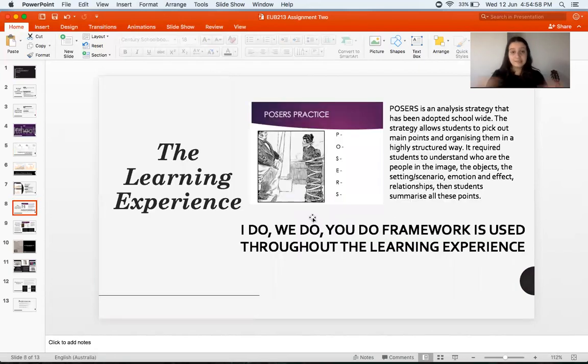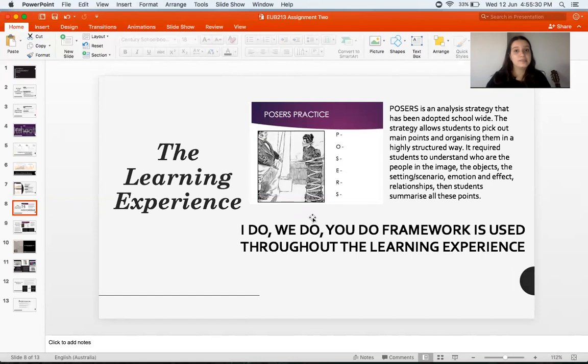The learning experience itself. As a school, they have adopted this analysis strategy called POSER. In the POSER analysis, students are able to understand and extract who the people in the image are, the objects in the image, the scenario or the setting, the emotion or the effect that this may have on the audience or viewers, the relationships between the people in the image, and then students summarize all these points into a linking sentence.